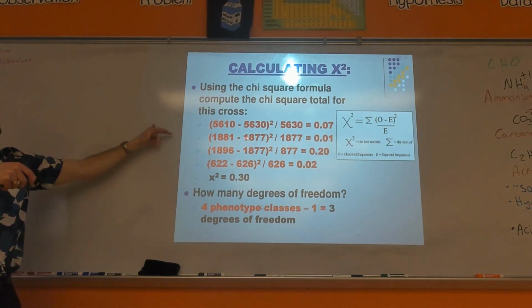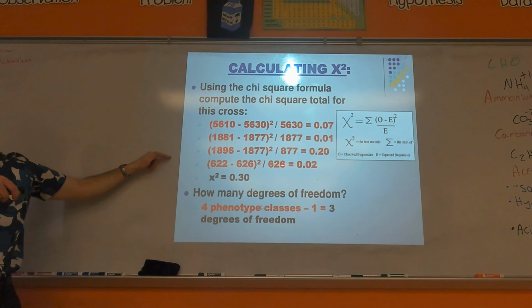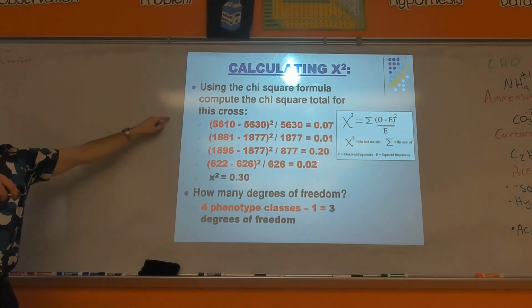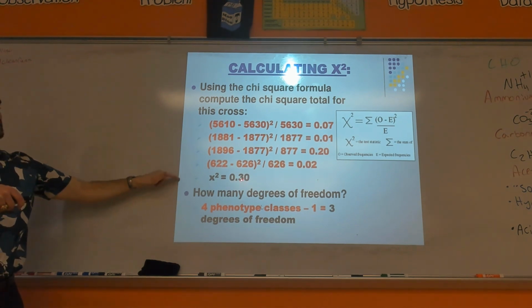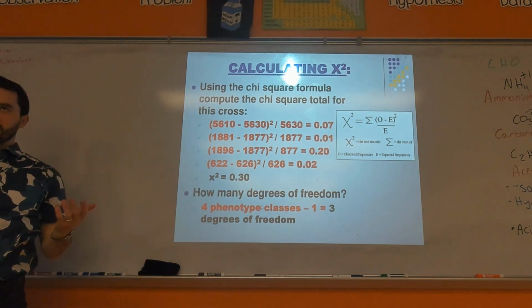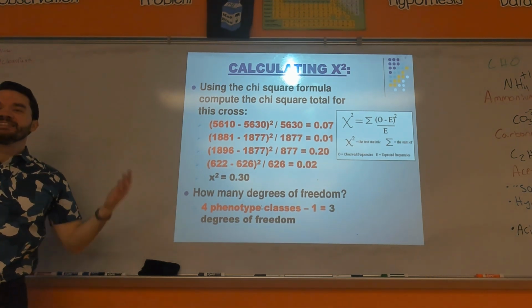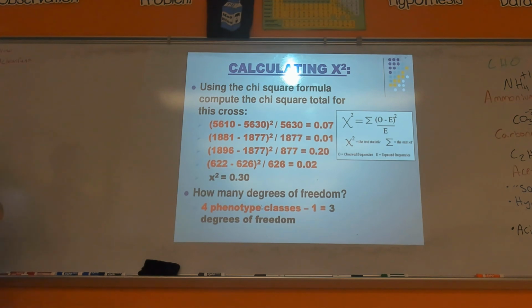Do that for all of your 4 different phenotypes, and then you're going to add up each of those values, and this would be your chi-squared value of 0.3. The question is, well, what do I do with that? That's where we're going to use this table. Before we can interpret this table, we have to calculate the degrees of freedom.